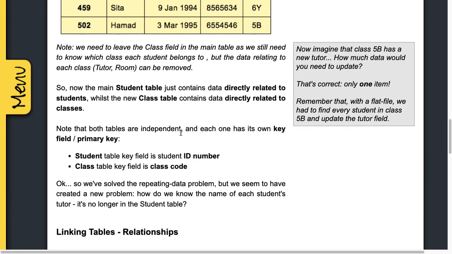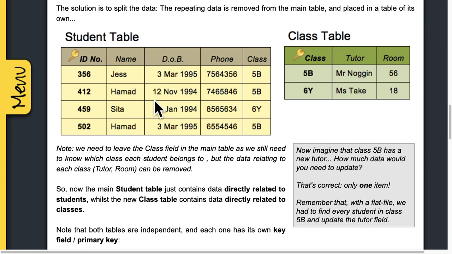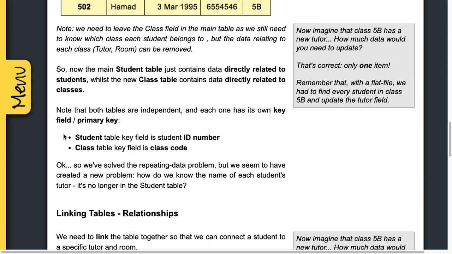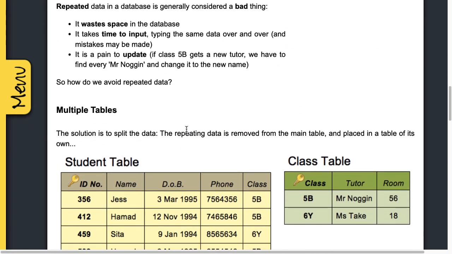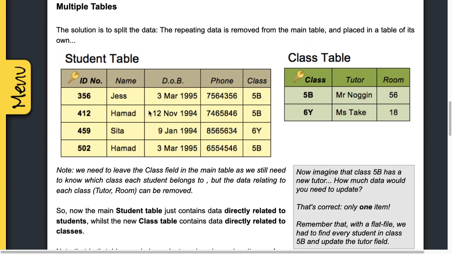This type of database that has split repeating information and used it to create another table, linked to the primary table, is called a relational database. So now the main student table contains only the data directly related to the students, while the new class table contains data directly related to the classes. Both tables are independent, and each one has its own key field, or primary key.